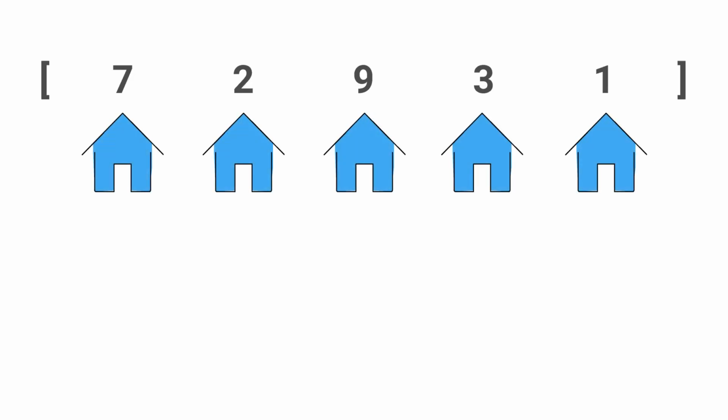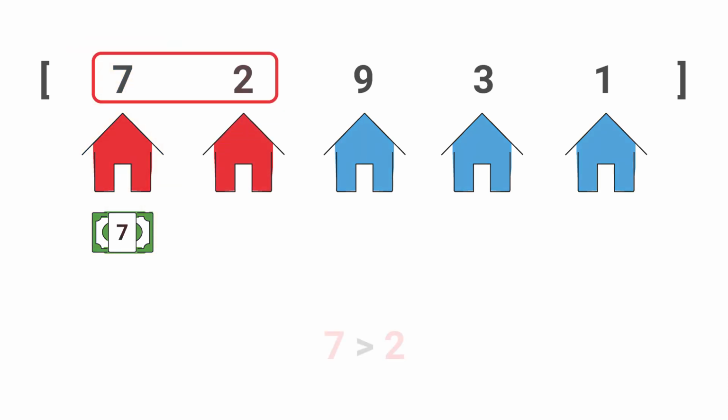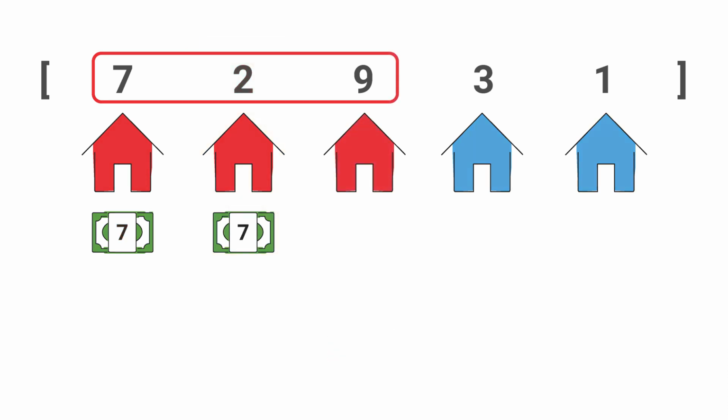So now let's look at how to solve this problem when there are three or more houses with an example. We know that if there is only one house, we will rob that house. Now let's consider two houses. We will rob the maximum among the two, which is 7 in this case. Now let's consider three houses.